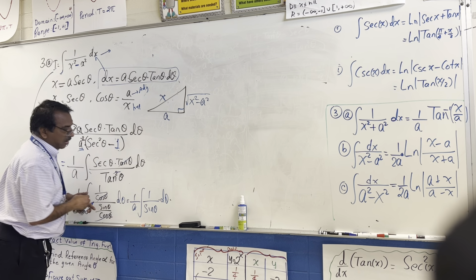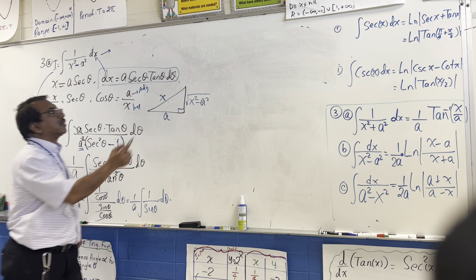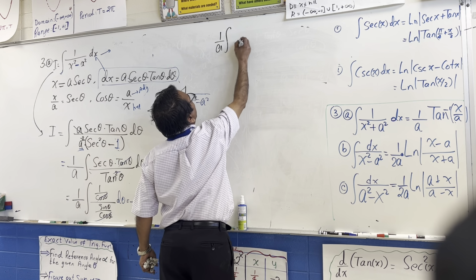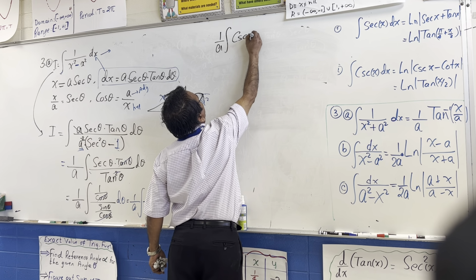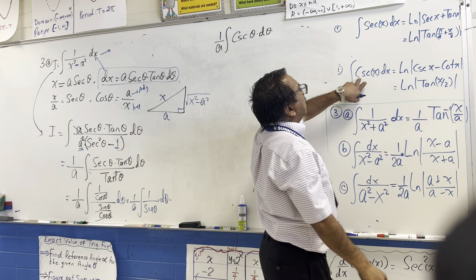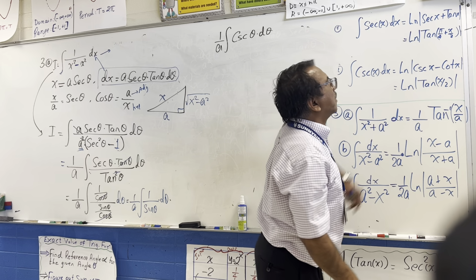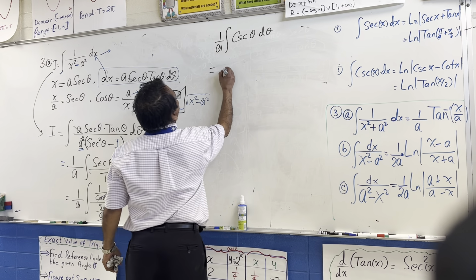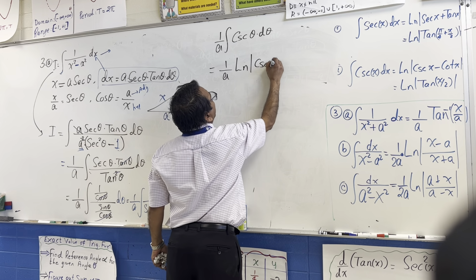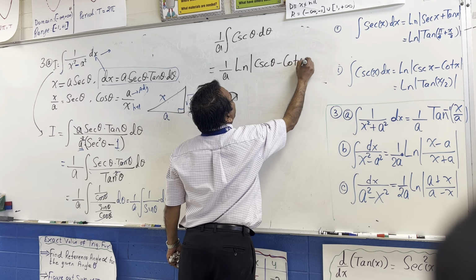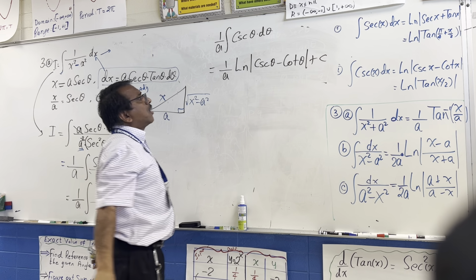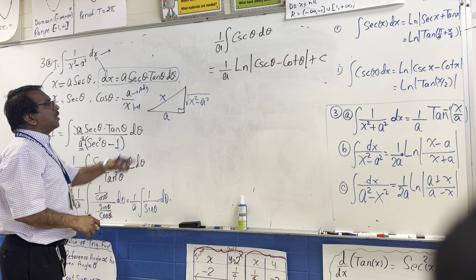And 1 over sine is going to be cosecant. So the whole thing reduces to 1 over A cosecant of theta. And from the earlier, the integral of cosecant, you can use ln of cosecant minus cot. So that will be 1 over A ln of cosecant theta minus cotangent theta plus C, right? Then one more thing is, we are going to use this triangle.